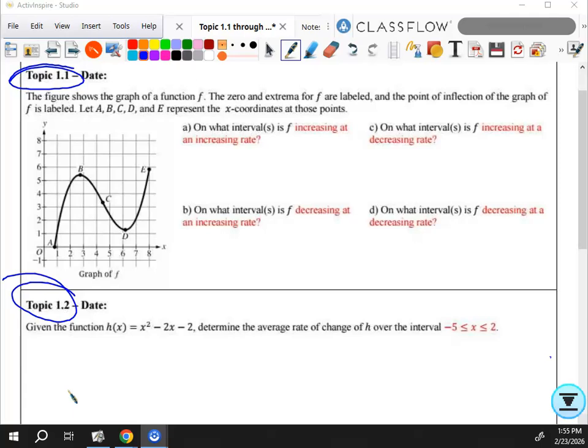Yamalex. On what intervals is f increasing at an increasing rate? What do you think? From D to E. Do y'all agree with that? So that would be this right here, okay? F is definitely increasing, right? And then the rate is increasing. How do we know that? It is concave up. Very good, the concavity.